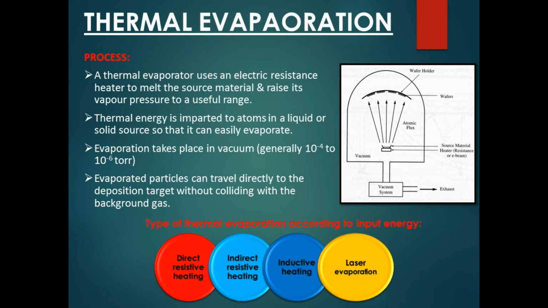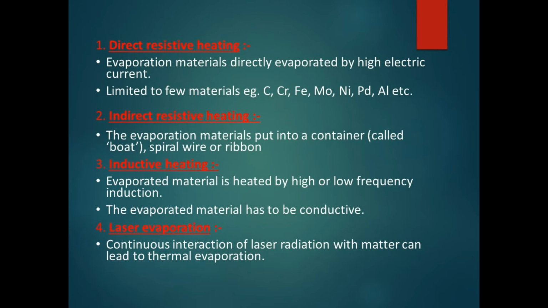However, the thermal evaporation technique can be further classified into four types based on the input energy. First one is the direct resistive heating, second is the indirect resistive heating, third is the inductive heating, and the fourth one is the laser evaporation. In the direct resistive heating method, the material which is to be deposited on the substrate is heated by directly supplying high electric current, but is limited to only a few materials, for example carbon, chromium, iron, molybdenum, nickel, palladium, aluminium, etc.